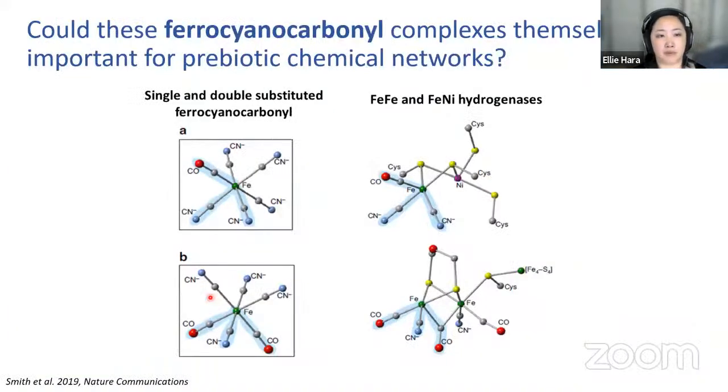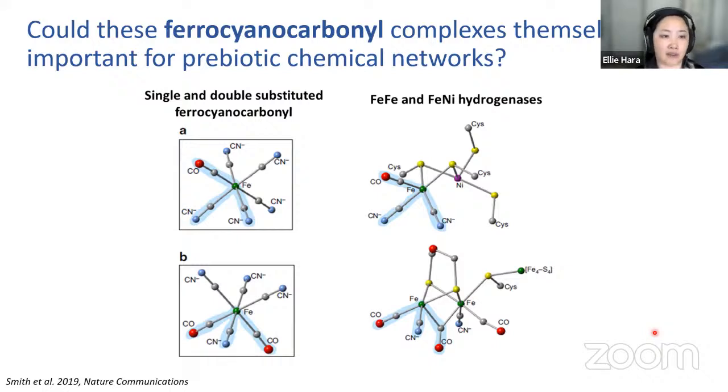This complex, the reason I first got interested in it was because it was found on the Lewis Cliff meteorite, and that was in a paper by Smith et al. in Nature Communications. Something that they noted was that structurally, the ferrocyanocarbonyl complexes, the way that iron has two cyanides and the carbon monoxides, is structurally similar to the iron-iron and iron-nickel hydrogenases. And I was like, wow, that is super cool.